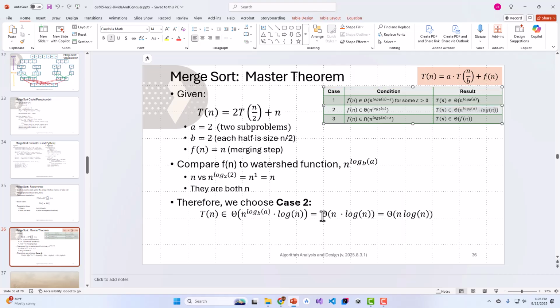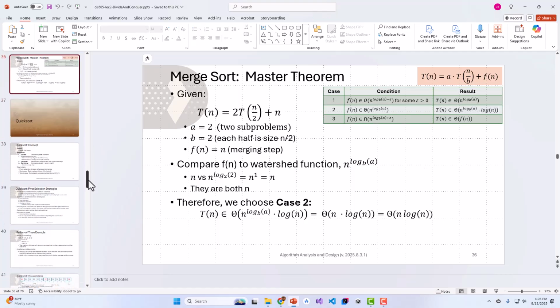So we have it being T of n is big theta of the watershed function times log of n. What was our watershed function? What did we calculate that to be? The calculation of the watershed function is n, right? So it's n times, and then it's required that we have log n because it's case 2. So n log n. And that's what you know merge sort to be.